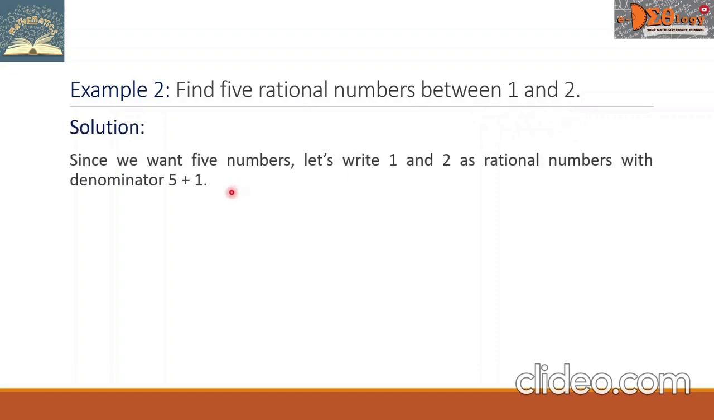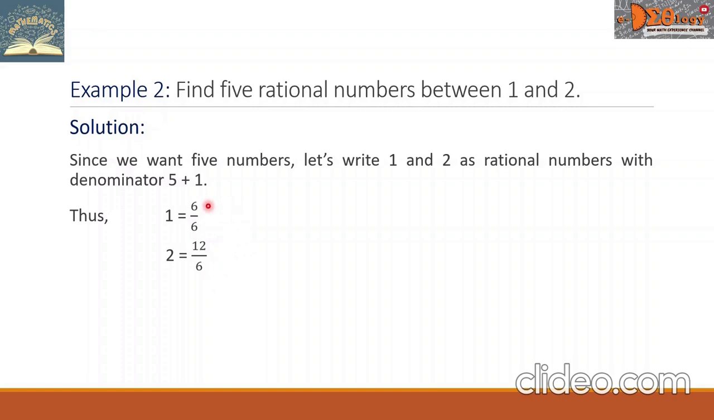Example 2. Find 5 rational numbers between 1 and 2. Since we want 5 numbers, let us write 1 and 2 as rational numbers with denominator 5 plus 1. Therefore, it is 6. So, the number 1 can be written as 6 over 6. For number 2, this is 12 over 6.